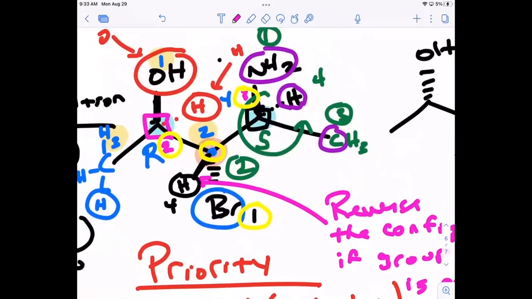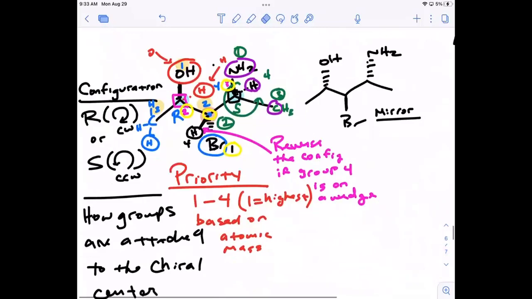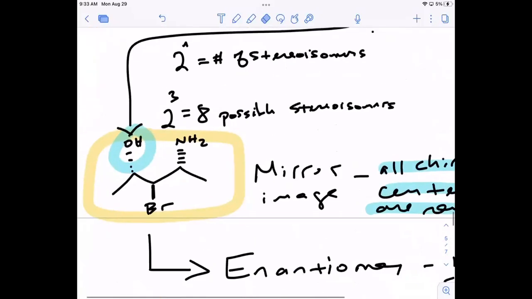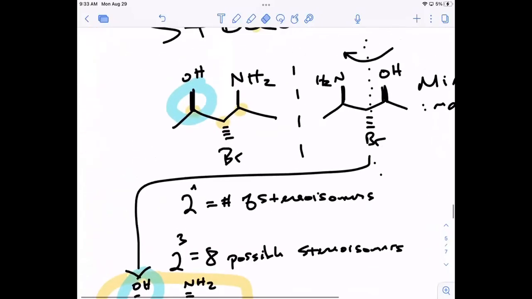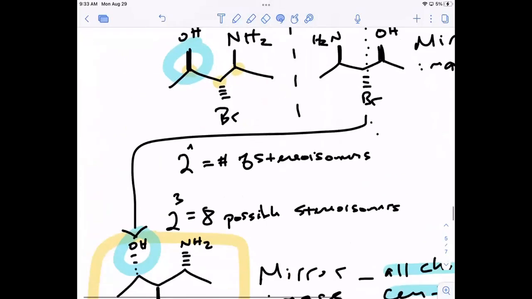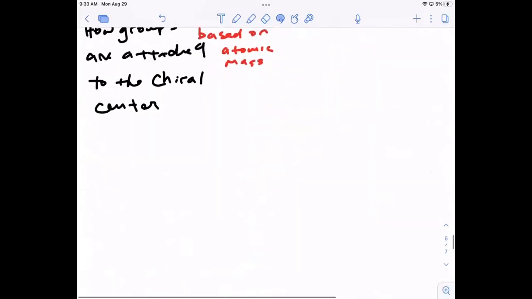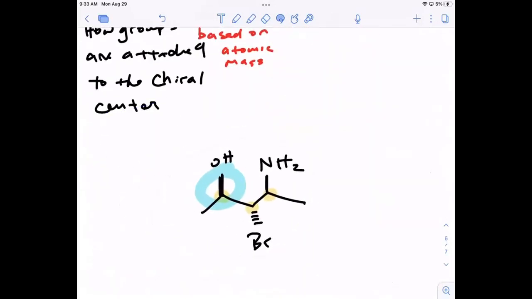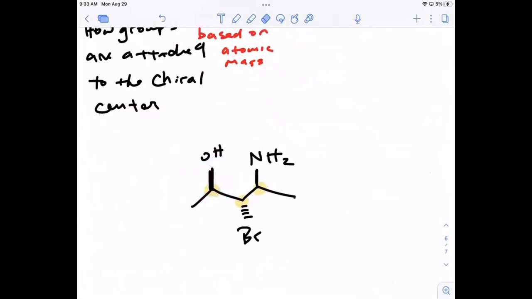So I'm going to erase a lot of this stuff. Actually, you know what? I'm just going to redraw it or copy it, because I don't want to delete anything, and then when you come back and look for it, you can't find what was on there.